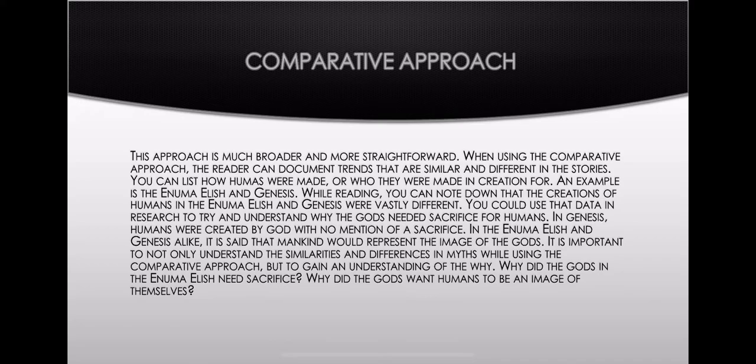While reading, you could easily note down that the creations of humans in the Enuma Elish and Genesis were vastly different. You could use that data and research to try to understand why the gods needed a sacrifice for humans. In Genesis, humans were created by God with no mentions of a sacrifice. In the Enuma Elish and Genesis alike, it is said that God made mankind and they would represent the image of the gods.